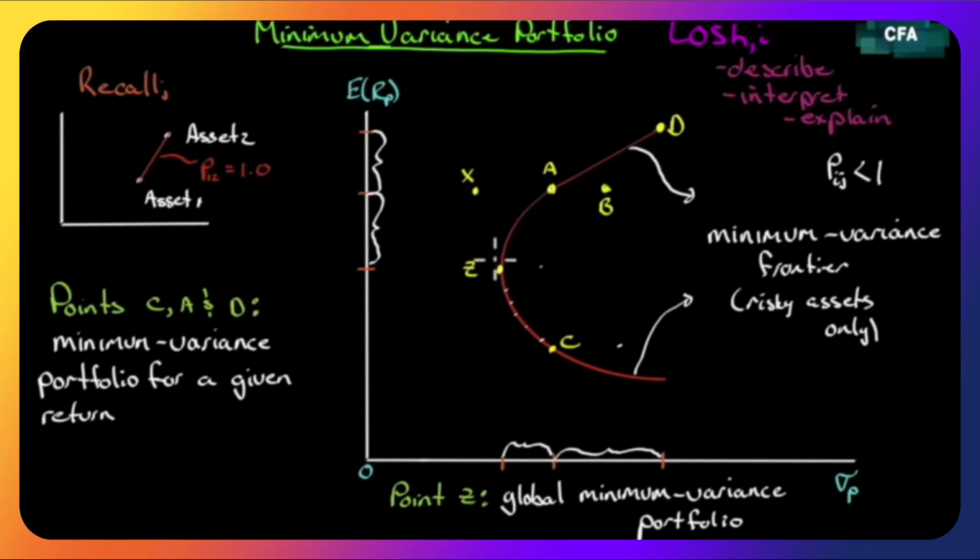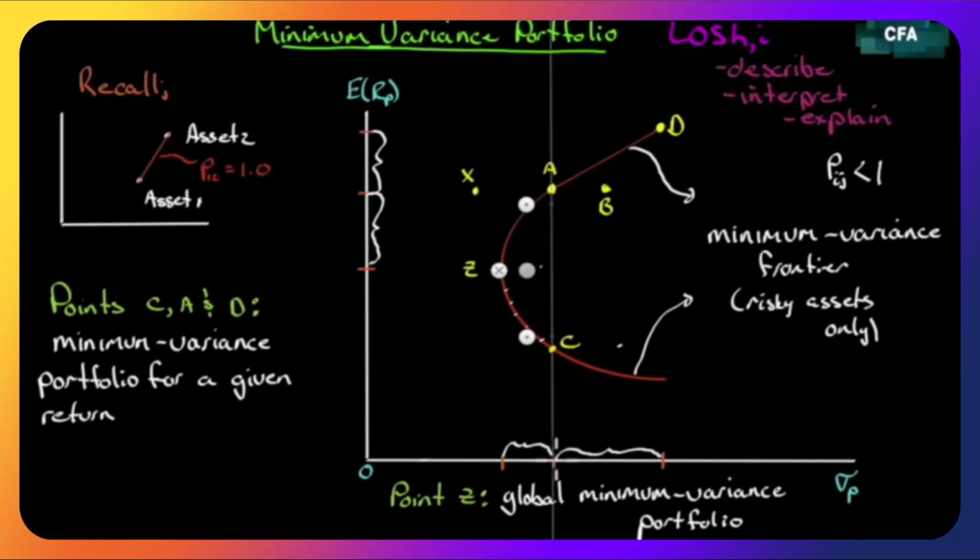So now, from this point, keep in mind that any point along here is inefficient. This is called the minimum variance frontier, but let's do something interesting here. Let's look at point C. And let's get the ruler out here. I like this program because it allows me to do this.